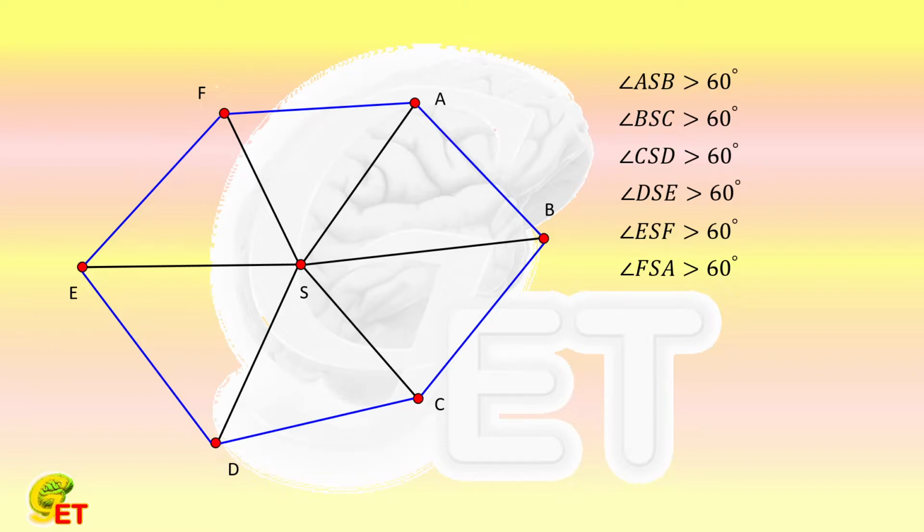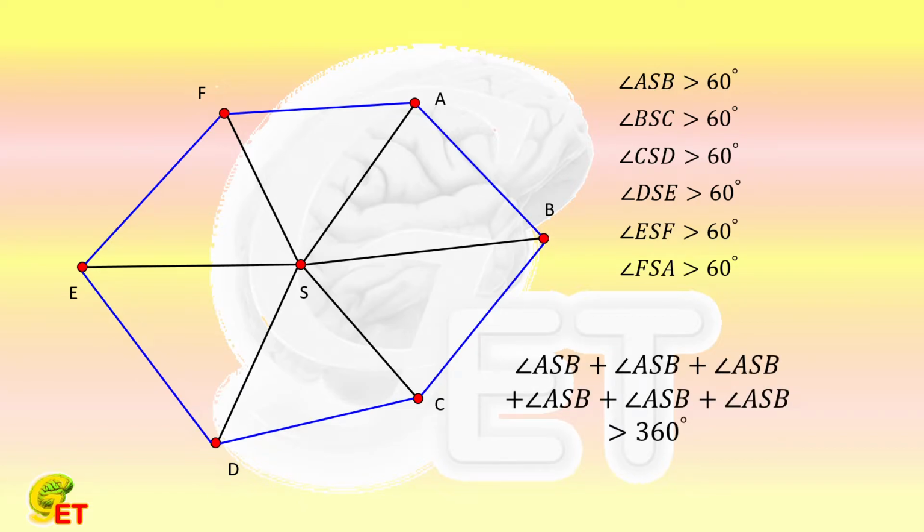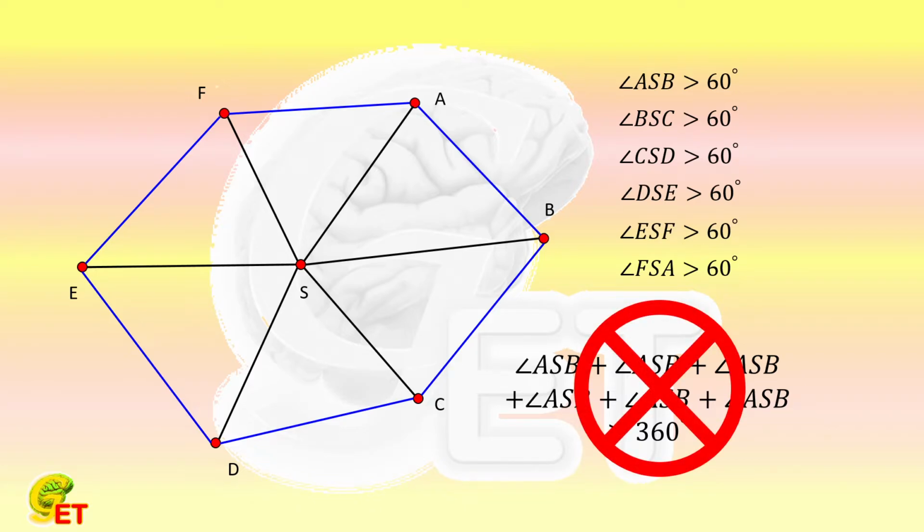Circling around the S point means adding up all these angles. So if the number of these angles is equal to or greater than 6, then their summation will exceed the angle of a circle, which is 360 degrees. This is impossible. So there are at most 5 points connected to point S with this condition, namely, at each airport at most 5 airplanes can land per day.